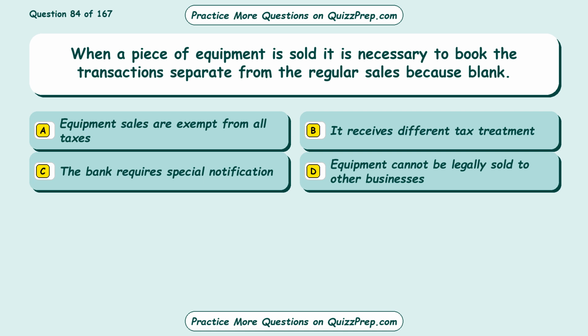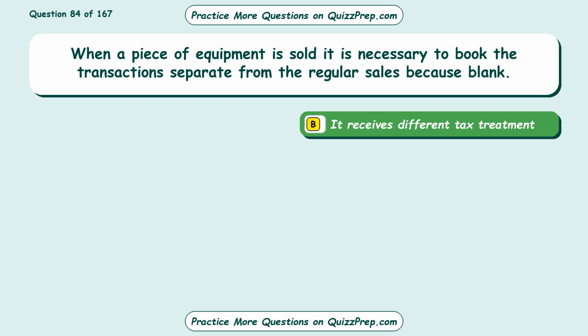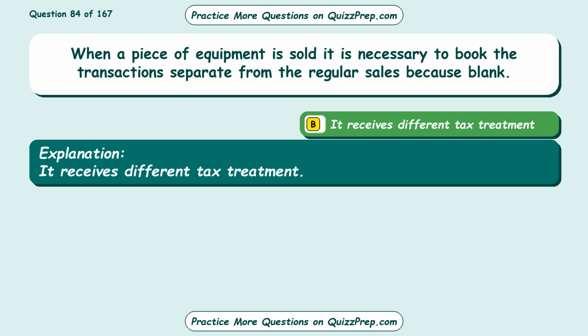Question 84. When a piece of equipment is sold, it is necessary to book the transaction separate from the regular sales because blank. Option A, equipment sales are exempt from all taxes. Option B, it receives different tax treatment. Option C, the bank requires special notification. Option D, equipment cannot be legally sold to other businesses. The correct answer is option B, it receives different tax treatment.